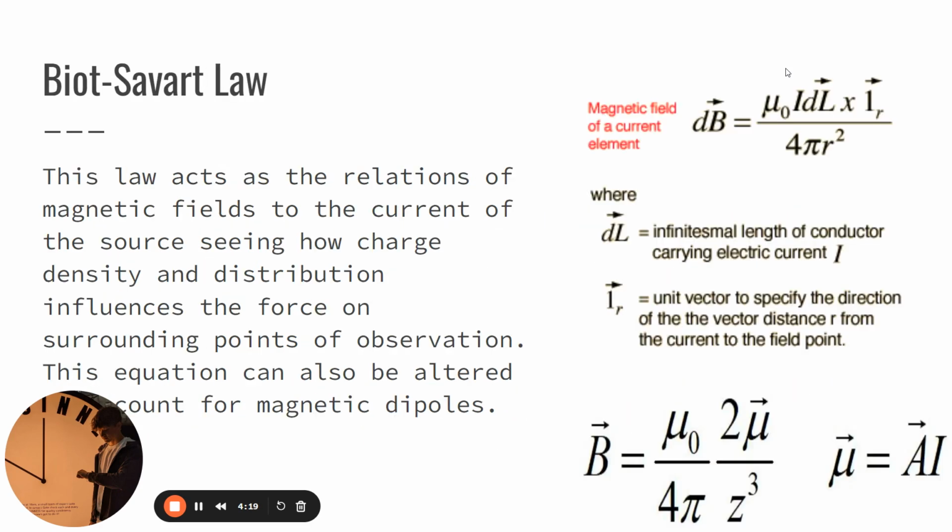The Biot-Savart law relates magnetic fields to the current of the source, showing how charge density and distribution influence the force on the surrounding points of observation. This equation can also be altered to account for magnetic dipoles, and that is the equation on the bottom, looking at the magnetic field constant, in this case on the parallel axis, with the 2 times the magnetic dipole over displacement cubed. You can get rid of the 2 for the perpendicular axis and do the opposite.